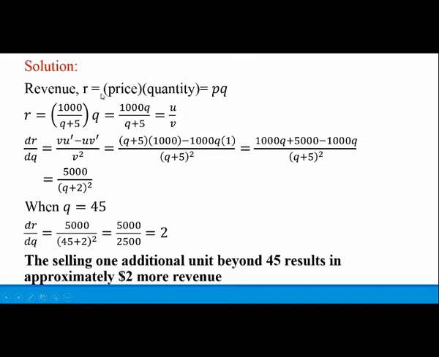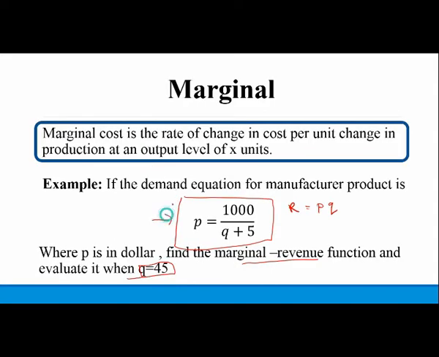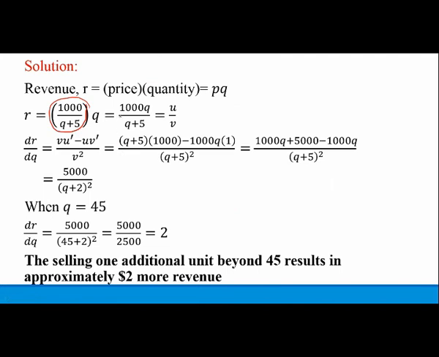In this case, revenue is price multiplied by quantity, or demand multiplied by quantity. The P is this one. You multiply inside, it becomes 1000Q divided by Q plus 5. Since it is u and v, we have Q for both sides. You want to differentiate dR per dQ.